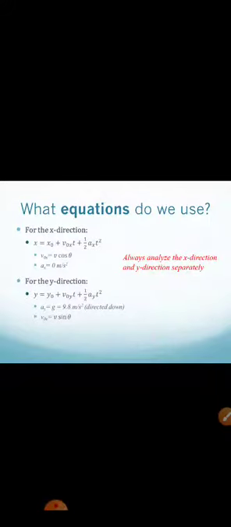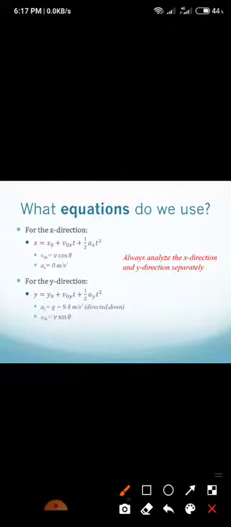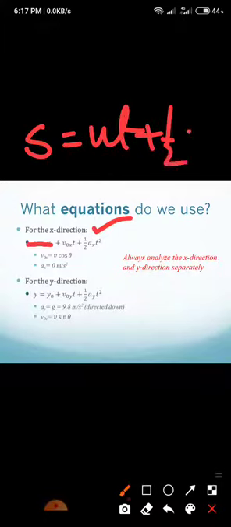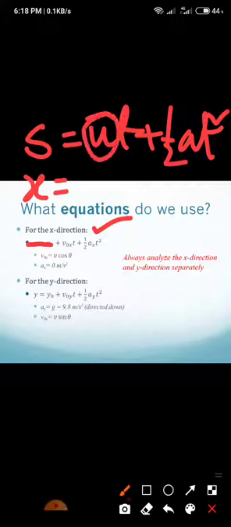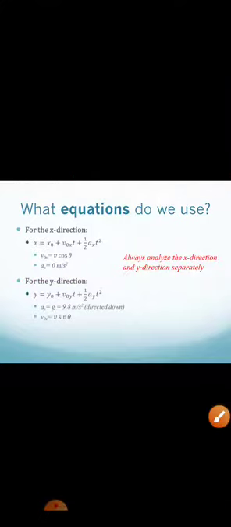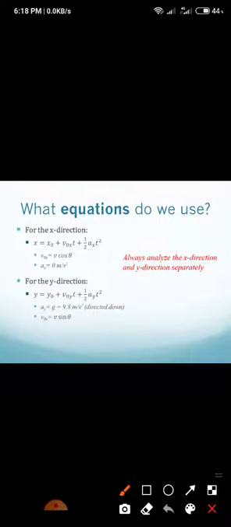What equations do we use? For the x-axis, s equals ut plus half at square. So when you take the x-axis, this u will be the component of initial velocity along the x-axis, and there is no acceleration along the x-axis. Also, acceleration becomes 0.